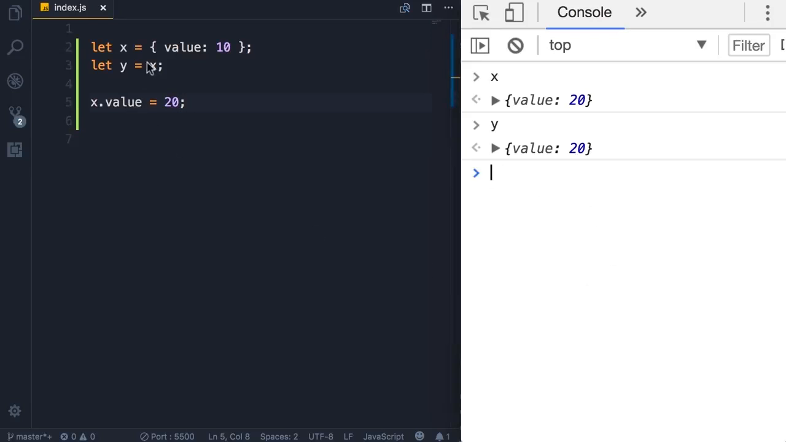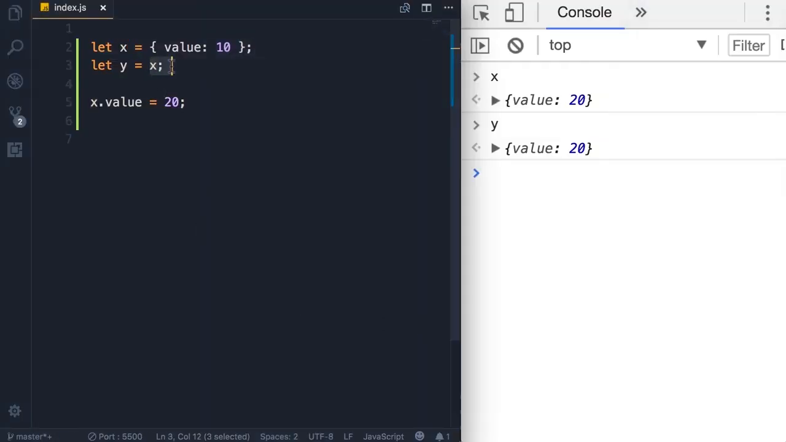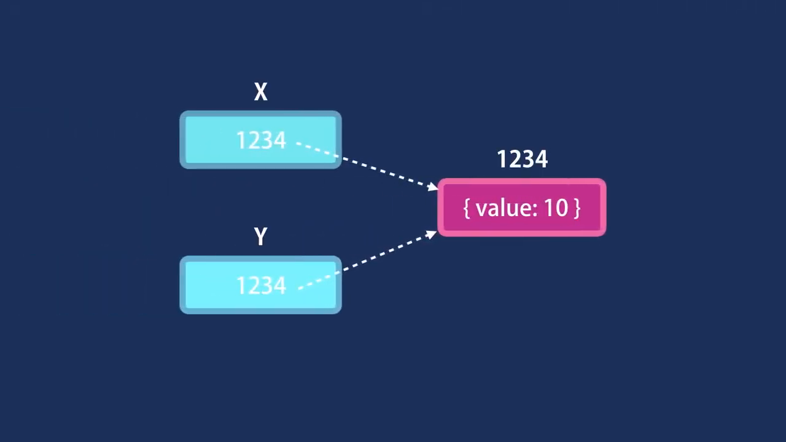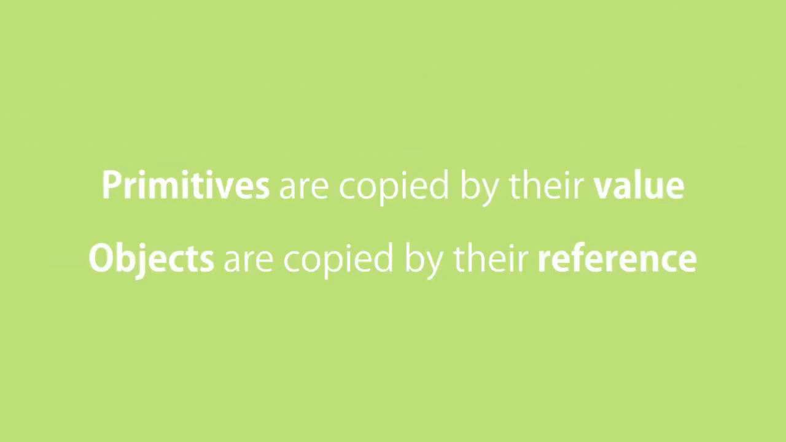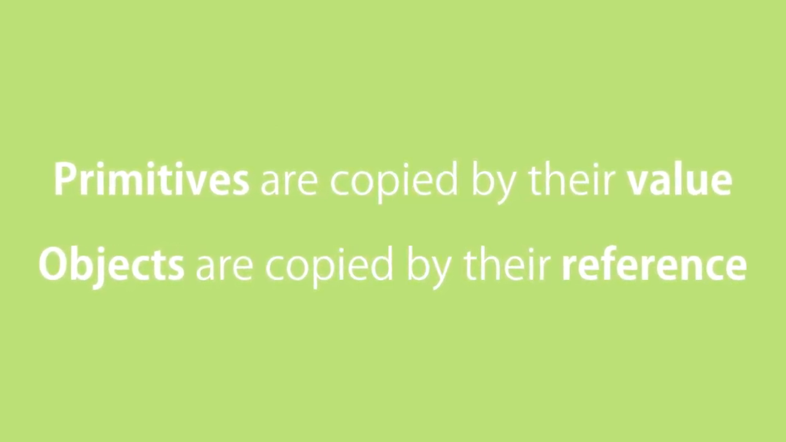So this is the takeaway. When we use an object, that object is not stored in this variable. That object is stored somewhere else in the memory, and the address of that memory location is stored inside that variable. So then when we copy x into y, it's the address or the reference that is copied. In other words, both x and y are pointing to the same object in memory. And when we modify that object using either x or y, the changes are immediately visible to the other variable. So here's the conclusion. Primitives are copied by value. Reference types or objects are copied by the reference.